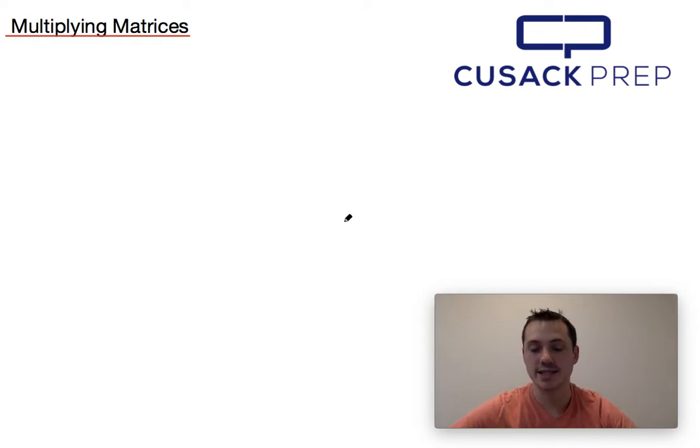multiply matrices. Now, in order to multiply matrices, the first thing that the two matrices have to meet is that the columns of the first matrix have to match the rows of the second matrix. Let me show you through a couple different examples what I mean by that.